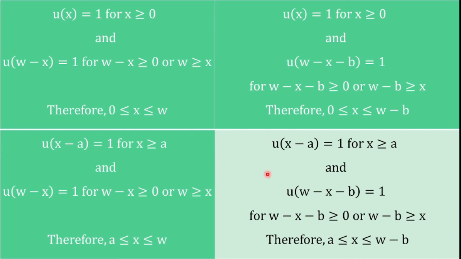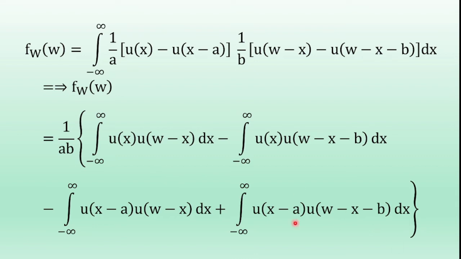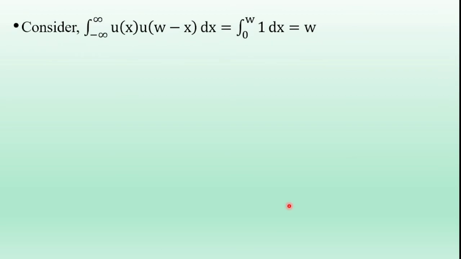Applying all these conditions into this equation, we get f_W of w is equal to... First, separately simplifying the first integral term: the integral from minus infinity to infinity of u of x times u of w minus x dx. Here u of x is equal to 1 and u of w minus x is equal to 1. Now the range of x is 0 to w, so integral from 0 to w of 1 dx, and the integral of 1 dx is x over 0 to w. Substituting the upper value and lower value of x, we get the first integral term is w.